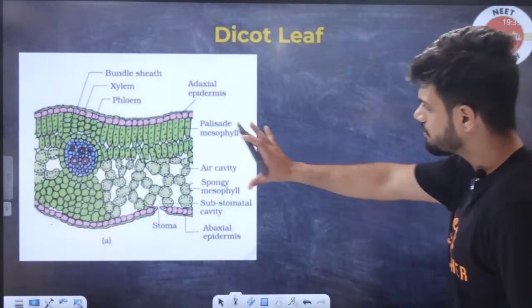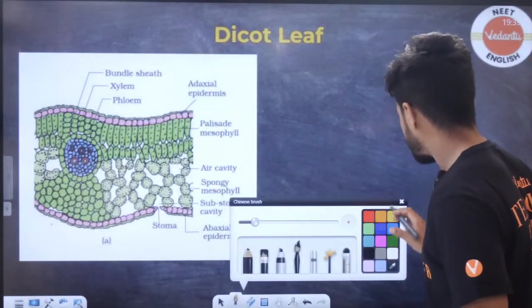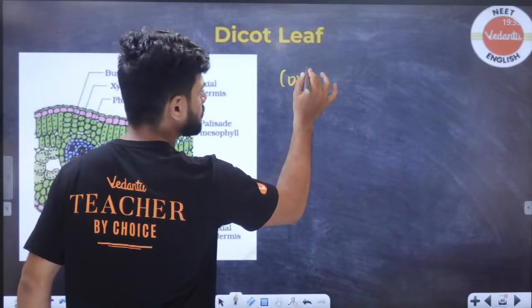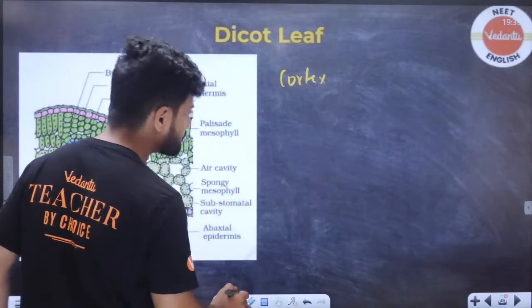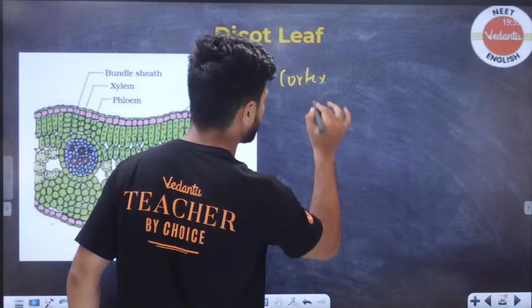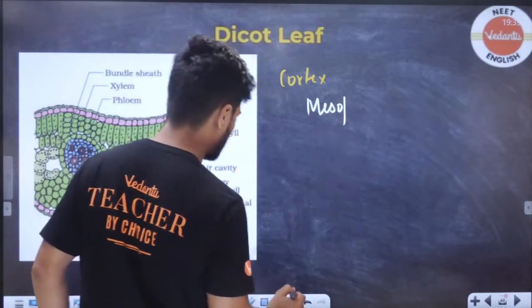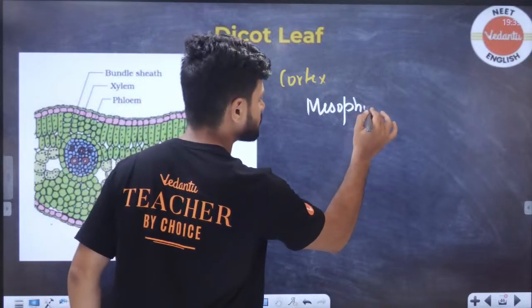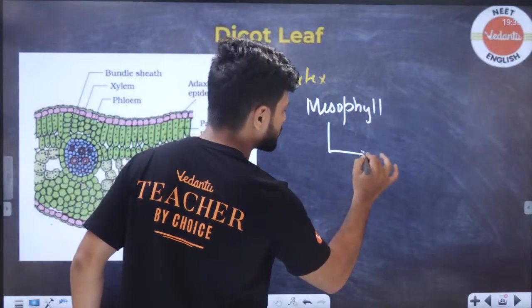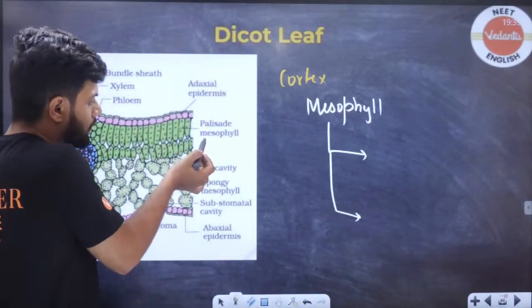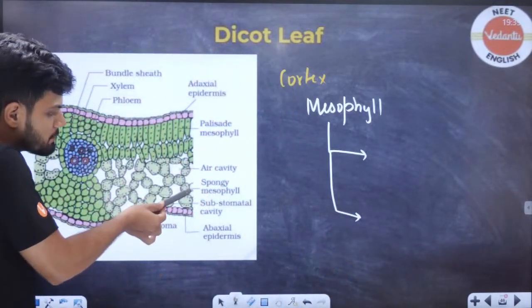But if you look at the cortex now, all of you look at the cortex. The cortex is made up of something called mesophyll cells. Can you see here? Now there are two types of mesophyll here. One is present on the top, one is present on the bottom.